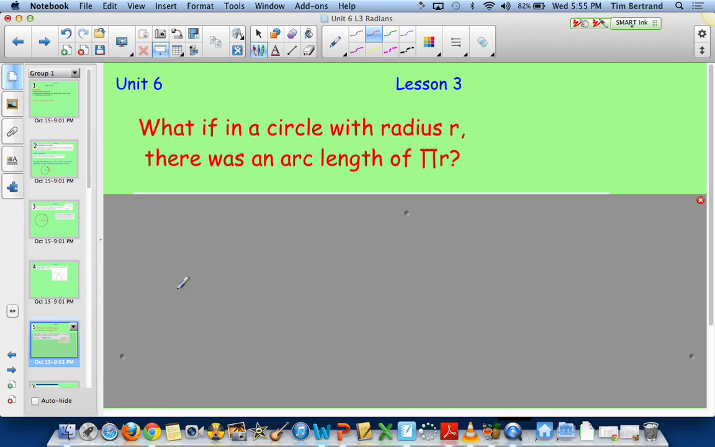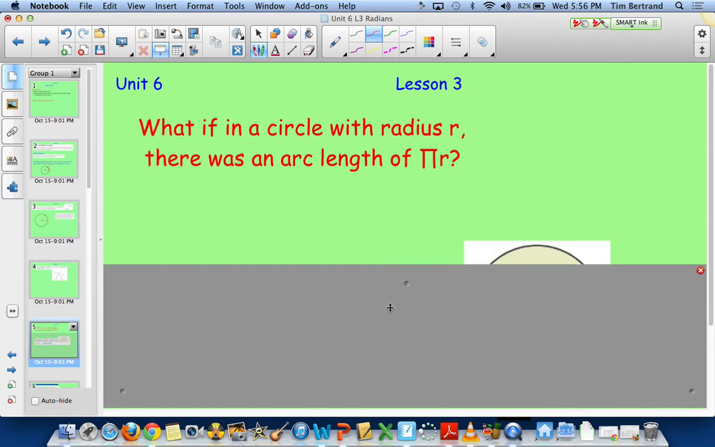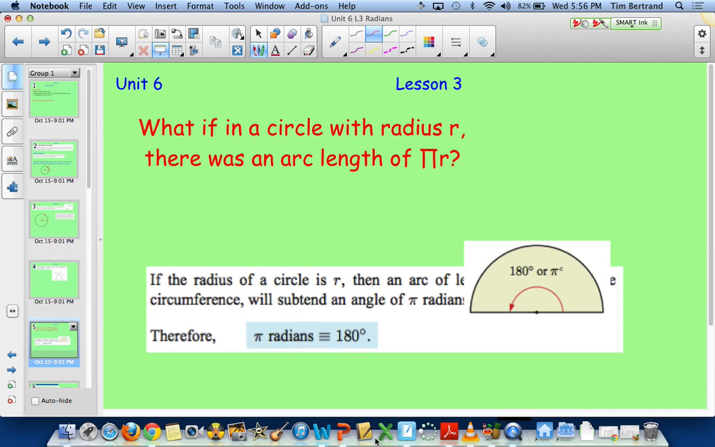Think about a circle. Okay? If I have a radius r again, what if my arc length was pi radiuses long? Okay? And, oops, let me try. I guess that's not going to close. Oops, sorry, there we go. Right? So here's the picture that we can talk about.